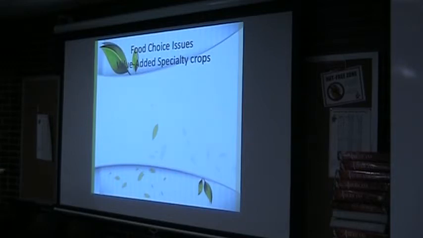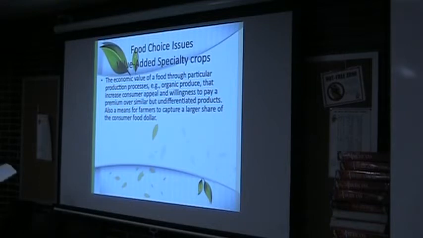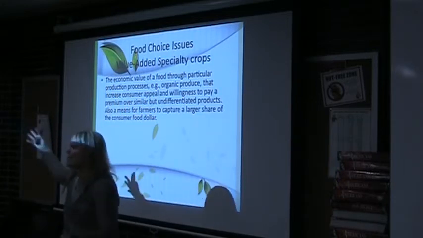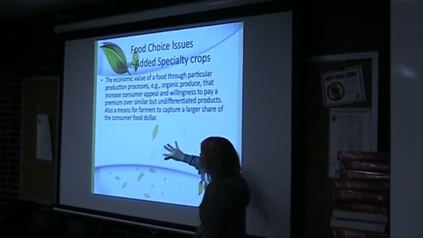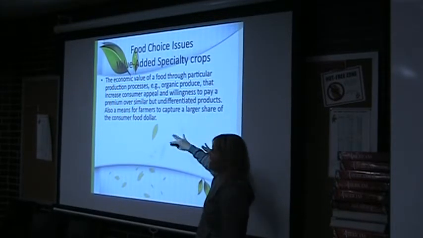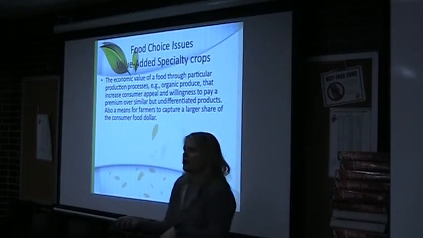All right, the next section is about patterns of food production and consumption. There are a couple of things I don't think you know what they are. We know organic farming, so I'm skipping that. But the next one there is value-added specialty crops. The economic value of a food through a particular production process, in this case organic, increases consumer appeal and willingness to pay a premium. So why are you going to grow organic food if you could grow a lot more non-organic food? Well, the idea is customers are willing to pay more for it. So there's a little niche in the market, right? And that's what this value-added specialty foods thing means.